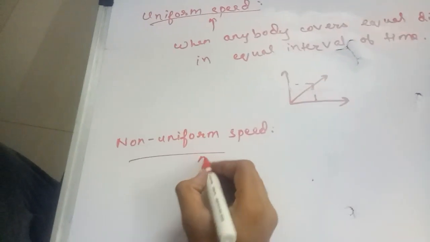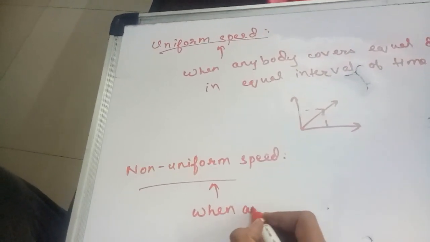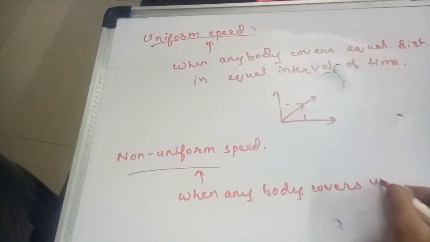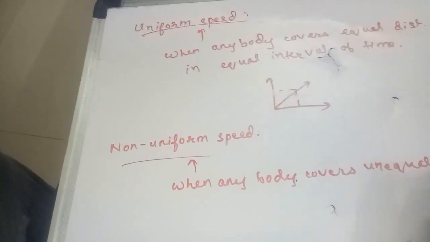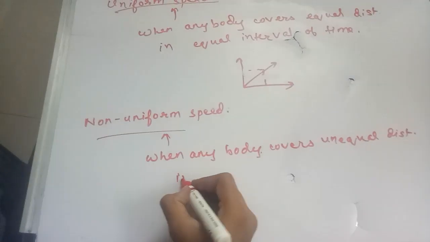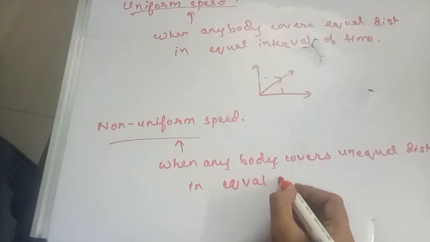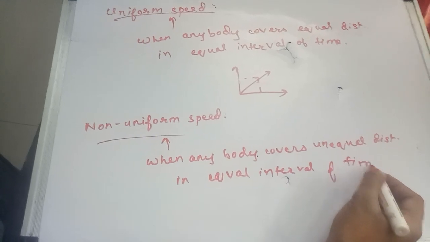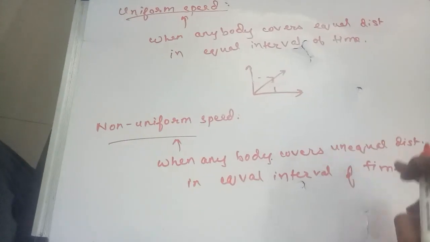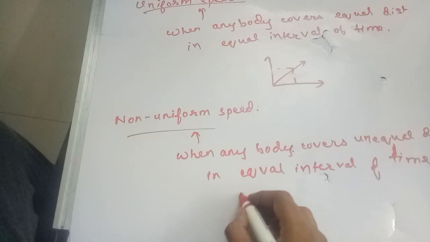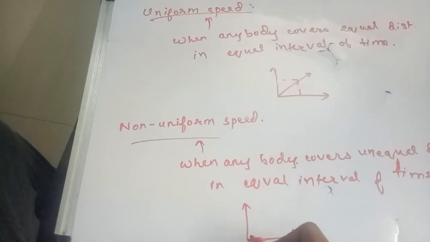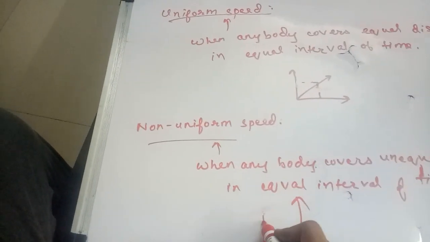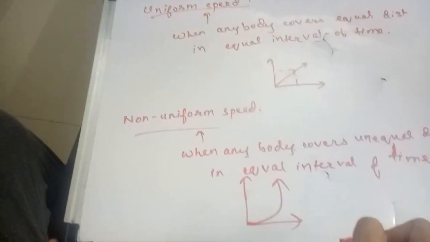What is non-uniform speed? When any body covers unequal distance in equal intervals of time. The graph shown here will be like this.